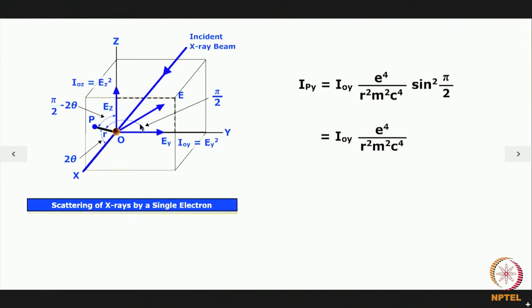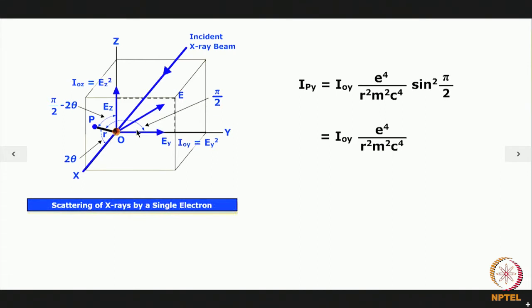Now, this angle here, because this plane is perpendicular to this plane, this angle here is pi by 2 and this angle here is pi by 2 minus 2 theta, because after all what is the angle 2 theta? 2 theta is the angle between the incident direction and the scattered direction. So, this angle is pi by 2 minus 2 theta and this angle is pi by 2.